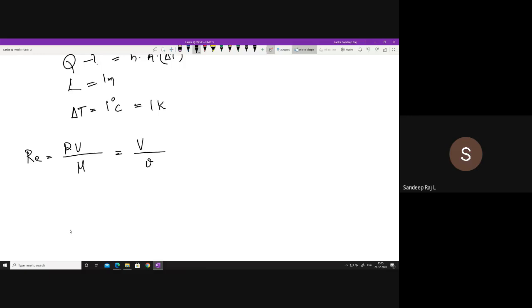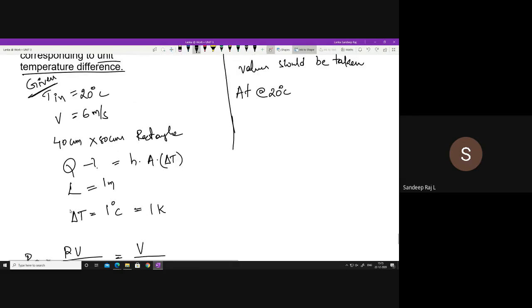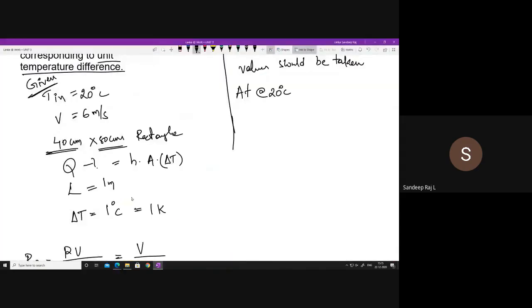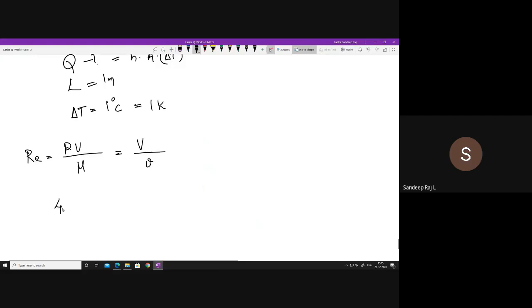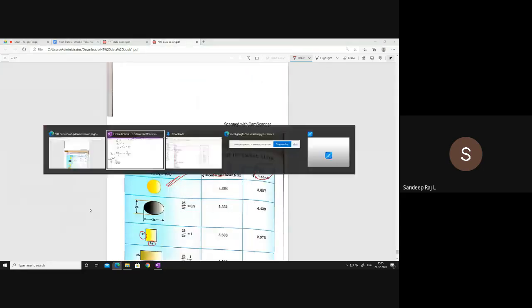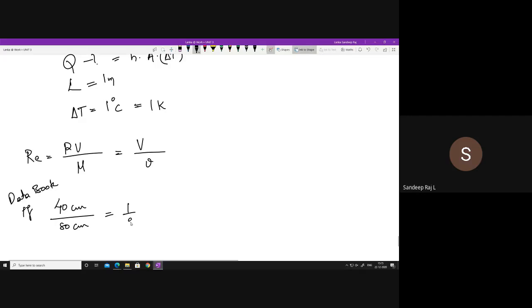And here the 40 centimeter and 80 centimeter are given to you. What he's doing in this data book is taking the smaller one by the bigger one. So you also do the smaller one by the bigger one. It is 40 centimeter by 80 centimeter. Data book page number, what is that page number? 136. So it is 1 by 2.